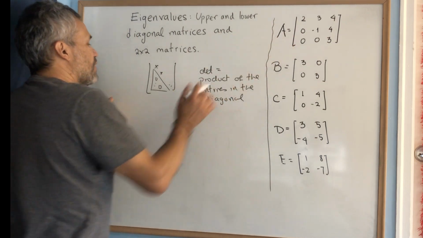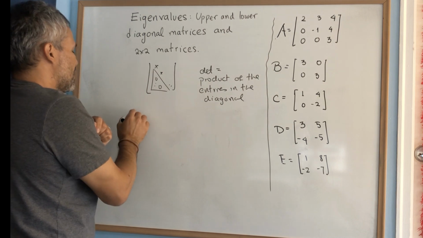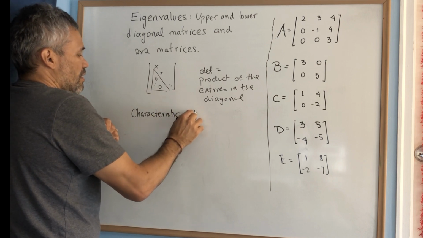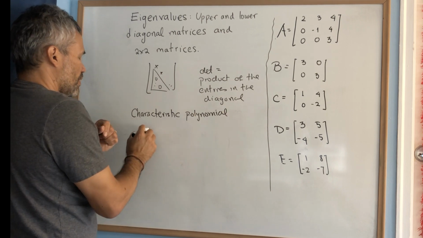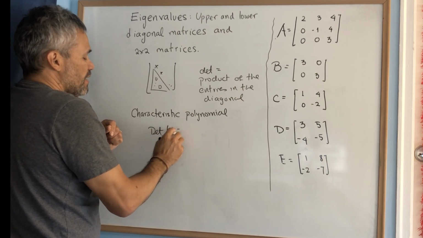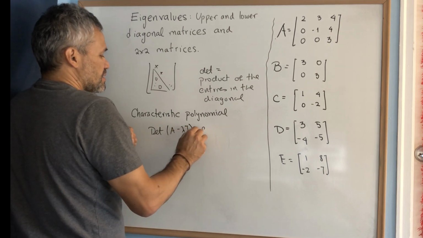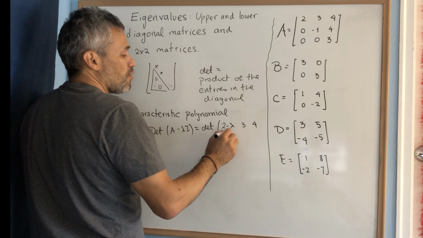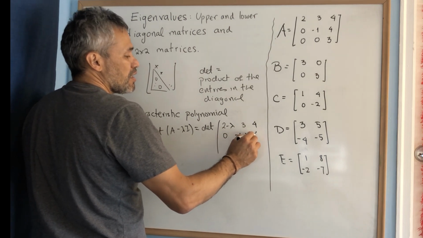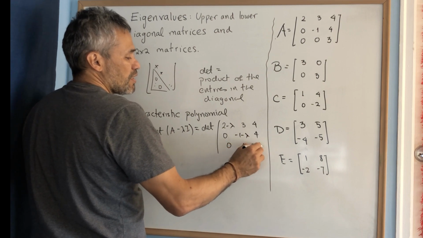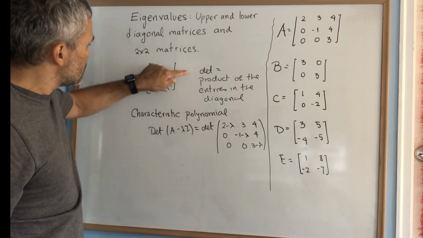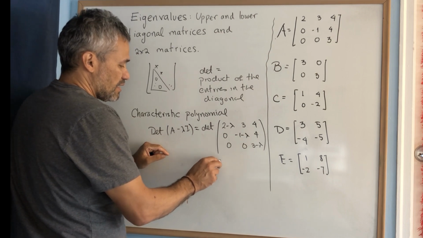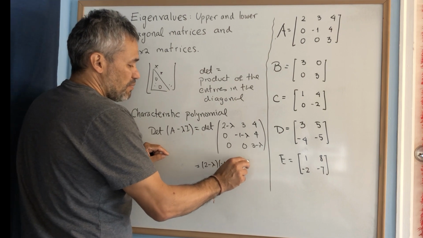Let's see why. For example, if we have this matrix A, then the characteristic polynomial is just the determinant of A minus lambda I, and in this case, this is the determinant of the matrix 2 minus lambda, 3, 4, 0, negative 1 minus lambda, 4, 0, 0, 3 minus lambda. But using this property, since this matrix is upper diagonal, this determinant is just the product 2 minus lambda, negative 1 minus lambda, times 3 minus lambda.